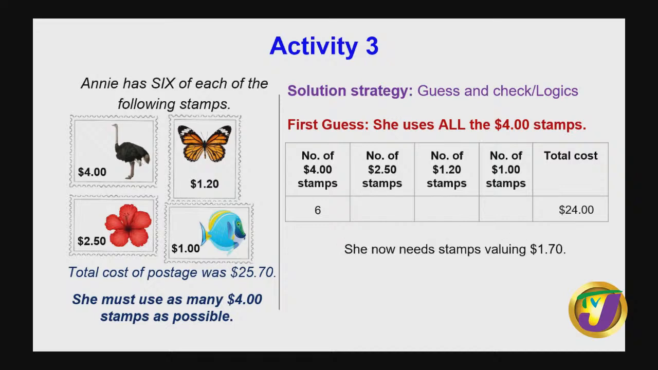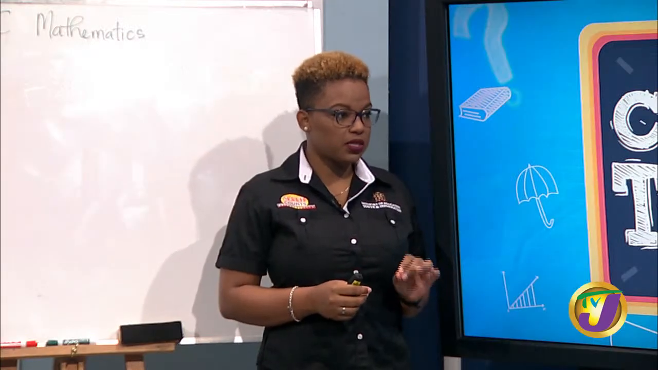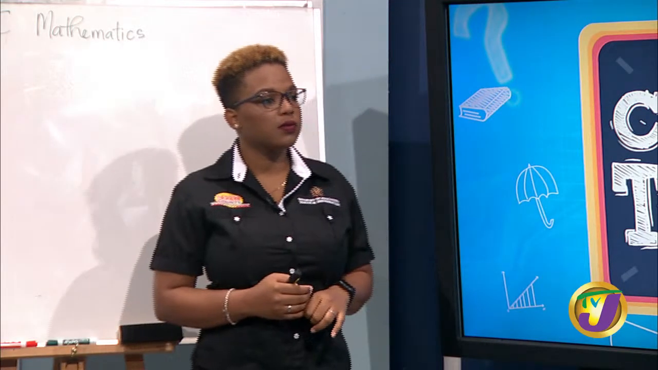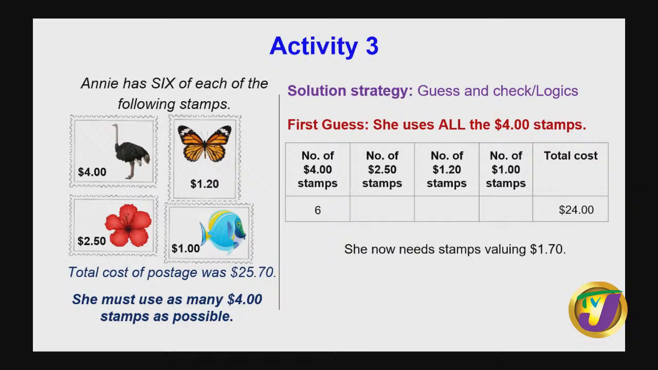Because the entire cost of the postage is $25.70. Looking at this, Latoya, clearly she can't use any $2.50 stamps. That would definitely exceed the amount she's aiming for. With a $1.20 stamp, that would leave only 50 cents, and there's no 50 cent stamp, so that couldn't work. With a dollar stamp, she would still be short 70 cents, and there's no 70-cent stamp. Ouch. Looks like we guessed wrong. But that's okay. It's guess and check.